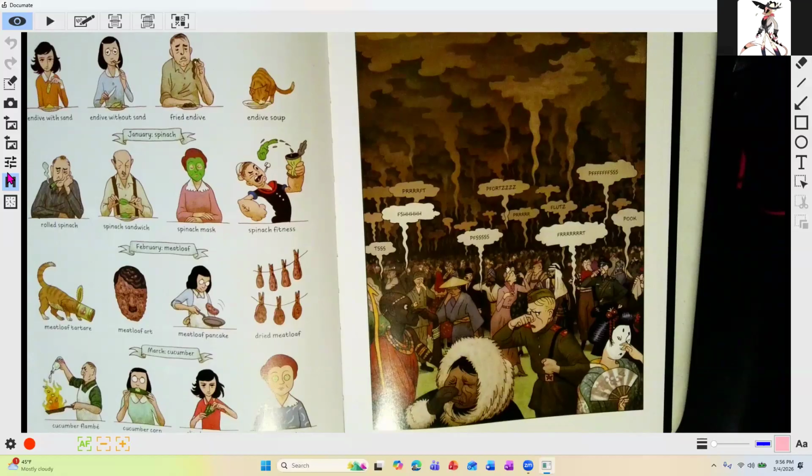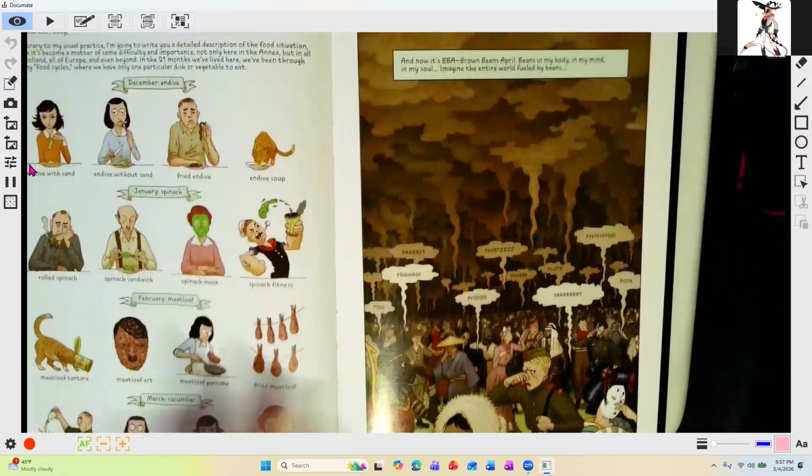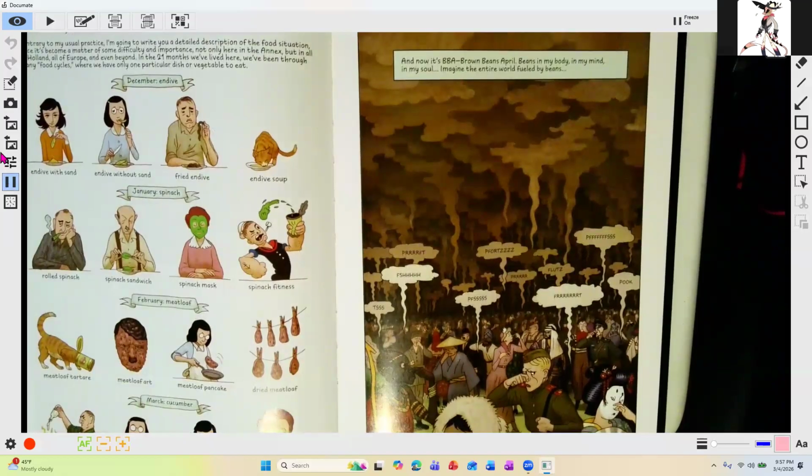So, as we can see, there are people plugging their noses. And let's see if we can get in on that text here. We always need some text. As it says, and now it's BBA, brown beans, April, beans in my body, in my mind, in my soul. Imagine the entire world fueled by beans. So that's probably why they're covering their noses there.